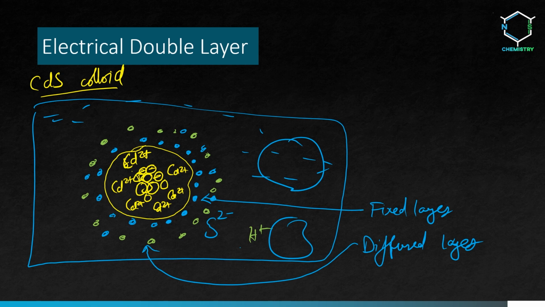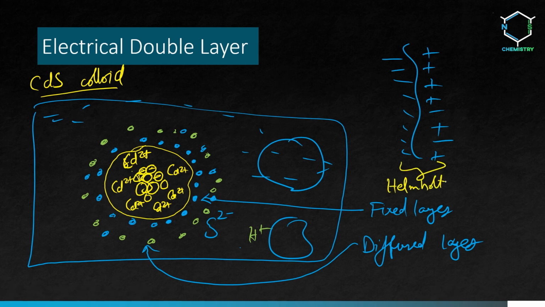And now these two layers, if you see, there is one layer of negatively charged particles, and another layer that is mostly positive, but in between there are some negative particles. So now there is a charge separation. Whenever there is a charge separation, there is a potential difference. So this particular double layer is called the Helmholtz double layer.